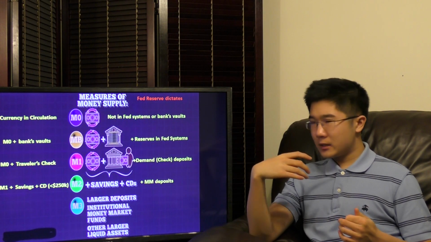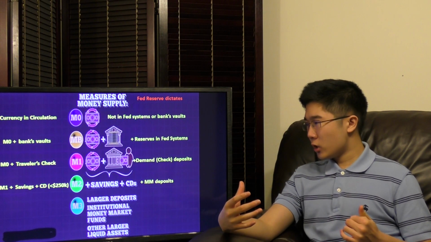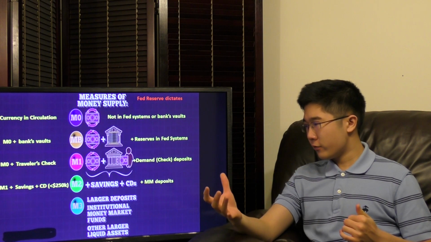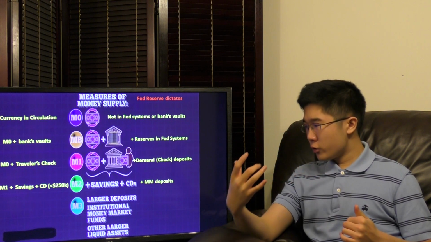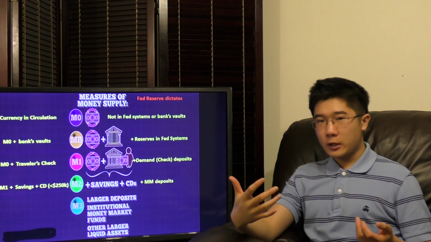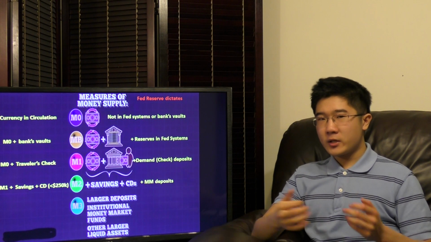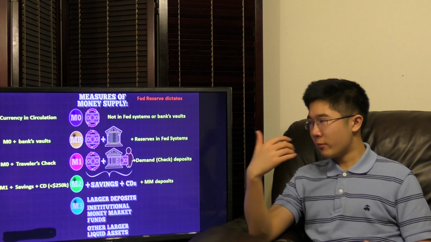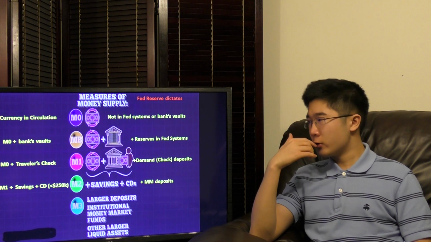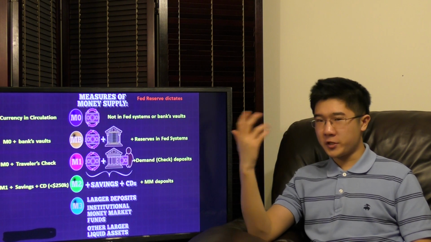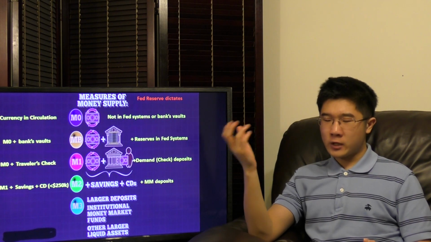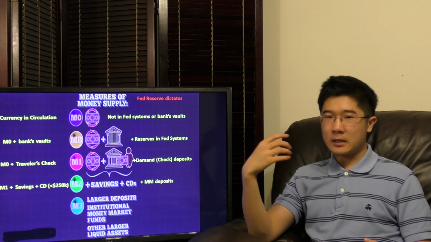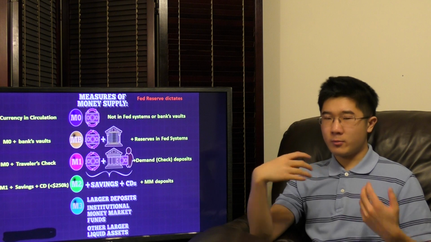And then M3 is the least liquid definition. M3 includes other larger deposits, institutional money market funds, and all larger, less liquid, but still relatively liquid assets in general. These assets might not seem directly like money, but they are liquid enough to be included in M3, but not liquid enough to be included in M2, M1, or of course M0. So from M0 to M3, the definition becomes less and less liquid.